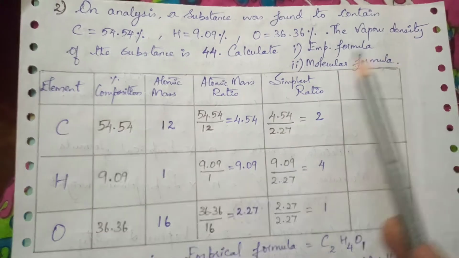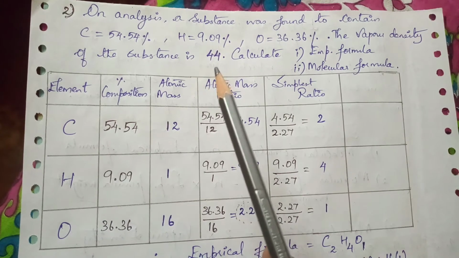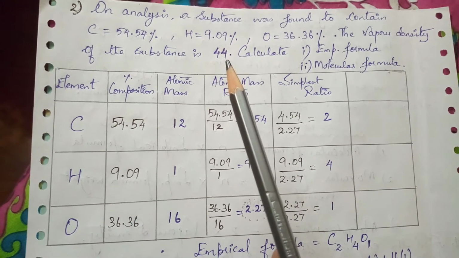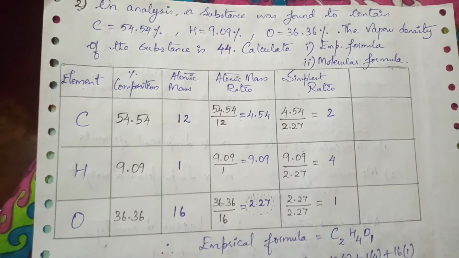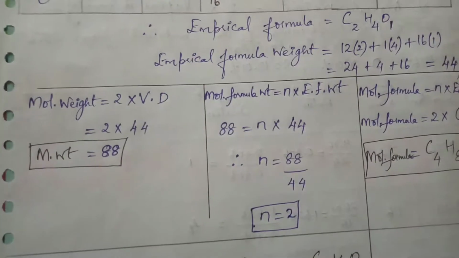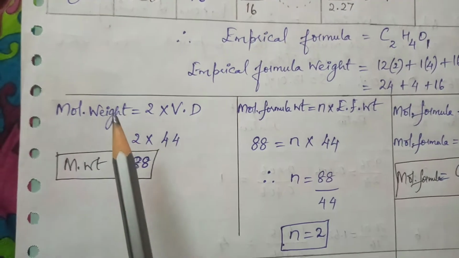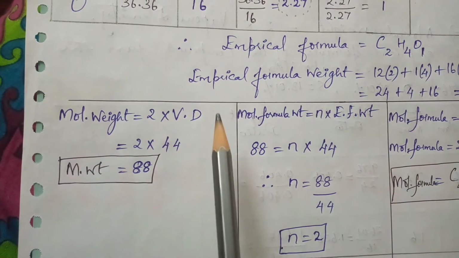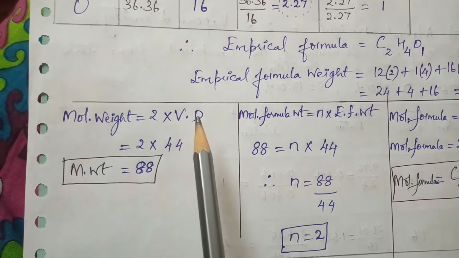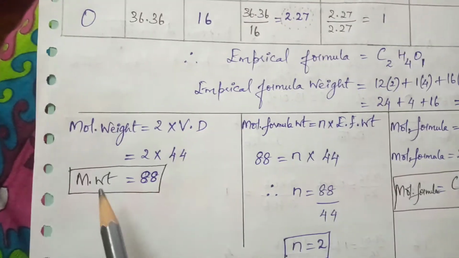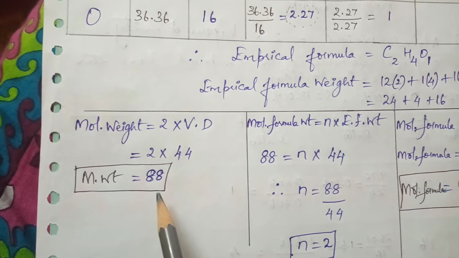Now in the question, we are provided with a vapor density data. The vapor density is 44. Now let us use the vapor density formula: molecular weight is equal to 2 into vapor density. Therefore 2 into the vapor density, which as per the question is 44, gives us the molecular weight value as 88.